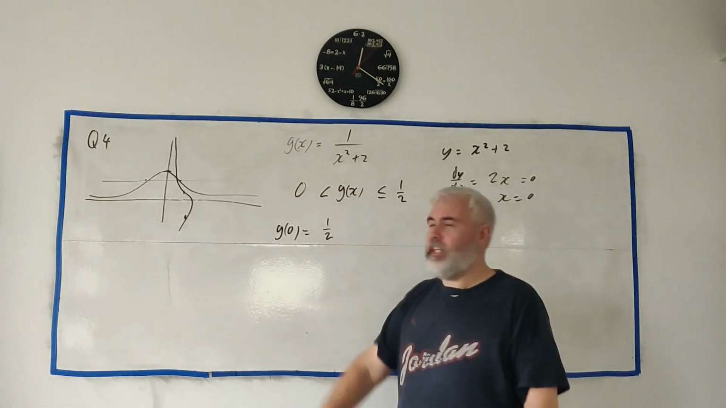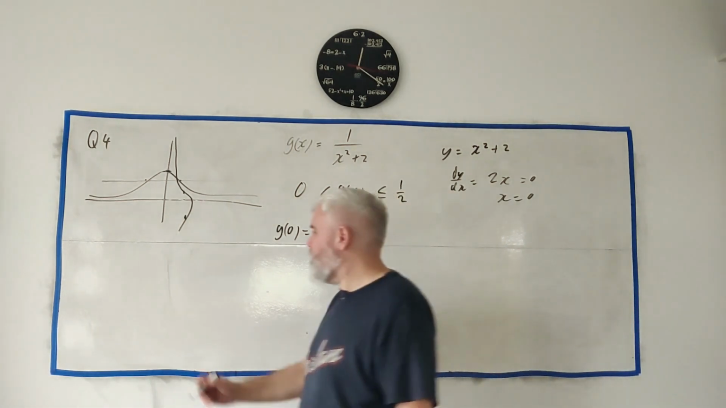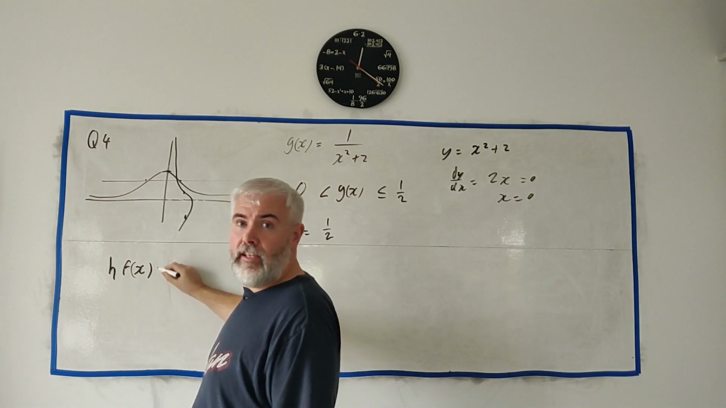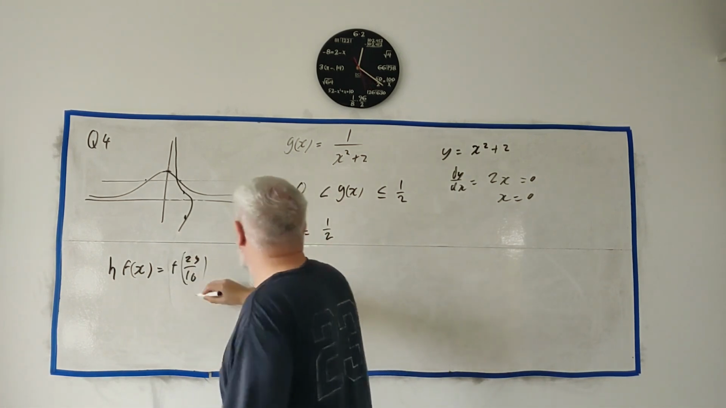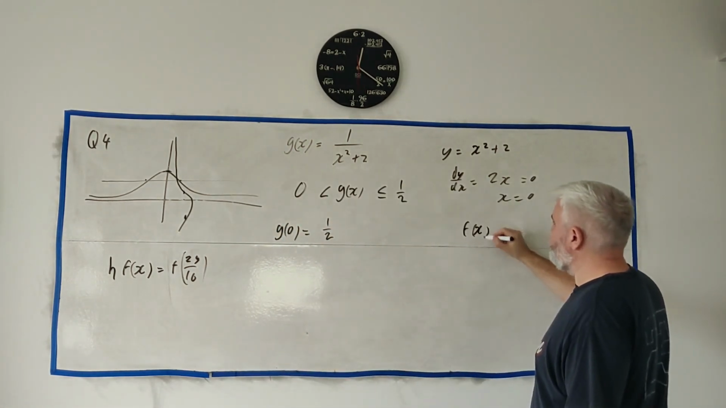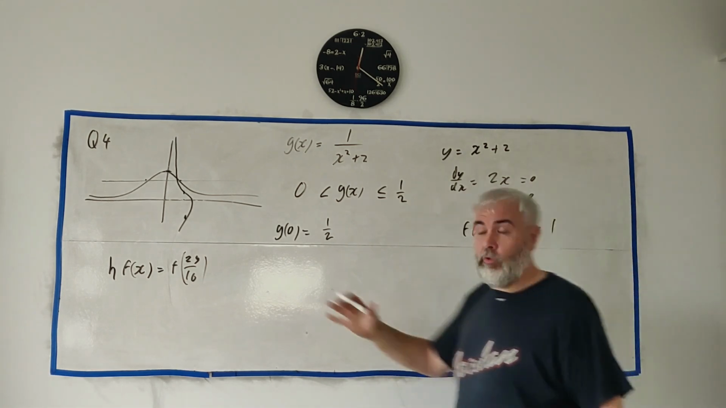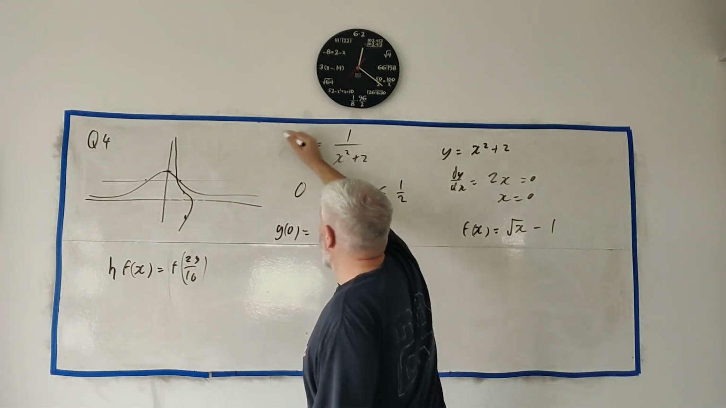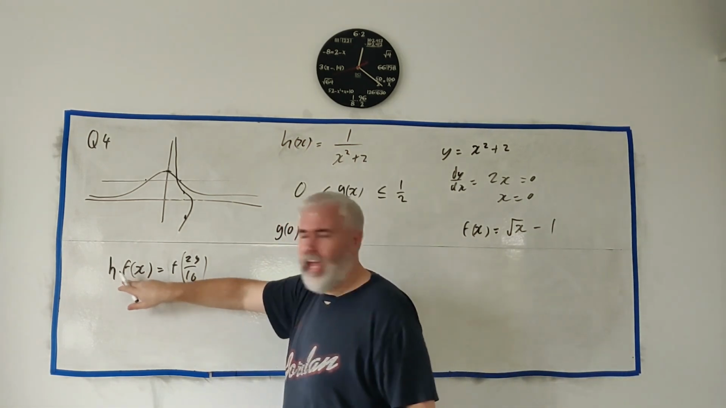Okay, on to part C. We keep the same function here, except it's called h(x) this time. And they ask us to solve the equation h(f(x)) is equal to f(25/16). Let's remind ourselves what f was. f(x) was equal to the square root of x minus 1. So they want us to solve this equation. And remember, this is h now. Let's just change this to an h(x). First of all, what's this h(f(x))?